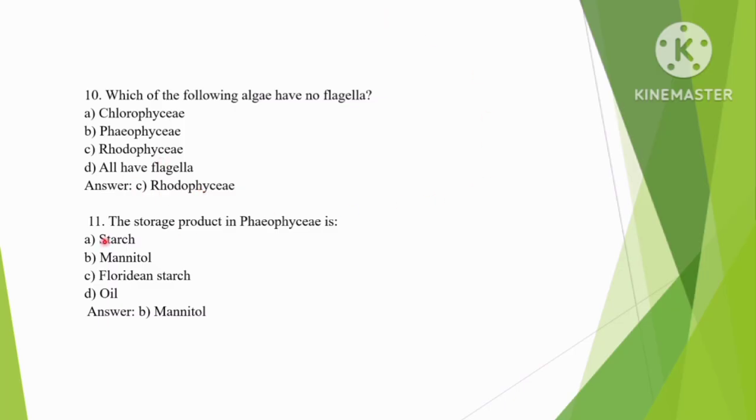The storage product in Phaeophyceae is, right answer is option B, mannitol. Phaeophyceae or brown algae store mannitol and laminarin as their reserve food. Mannitol is a sugar alcohol used for osmoregulation.